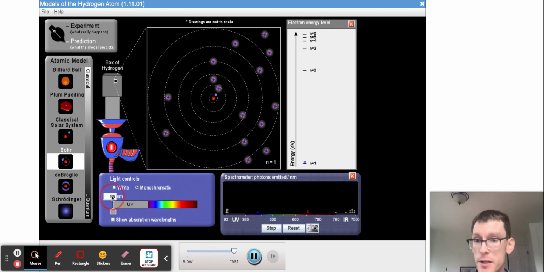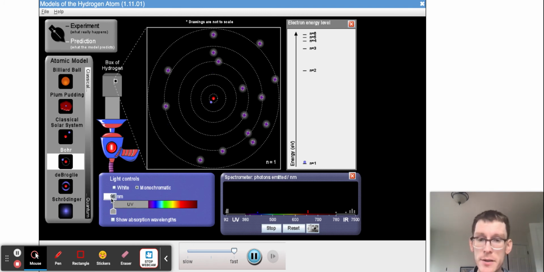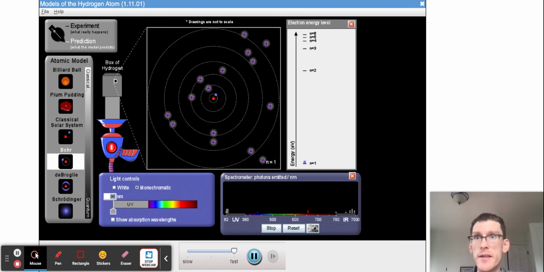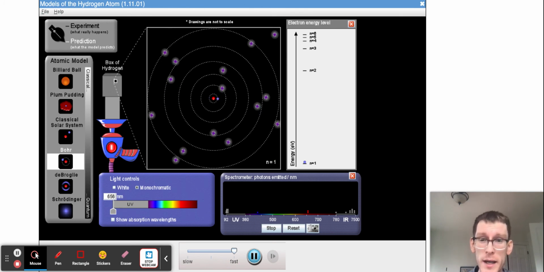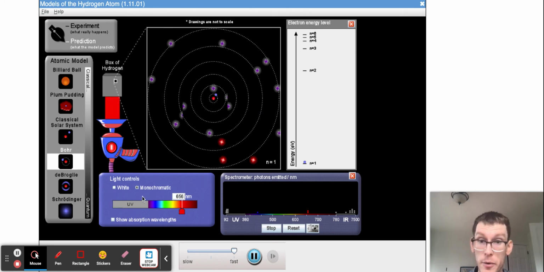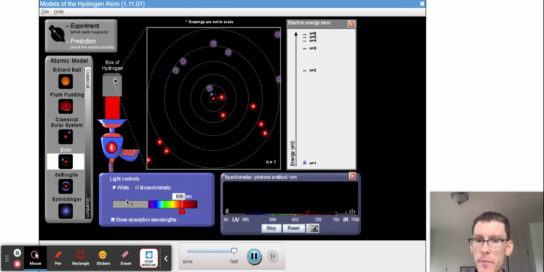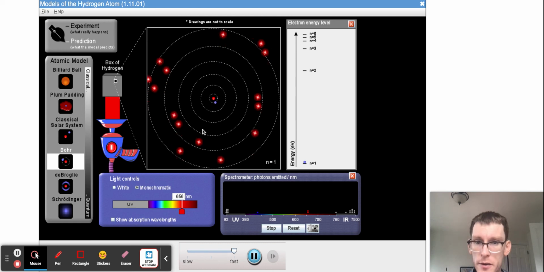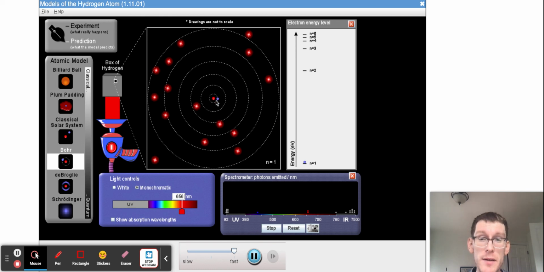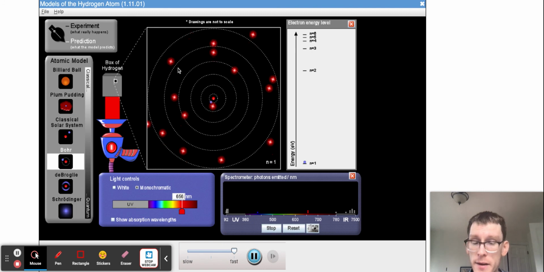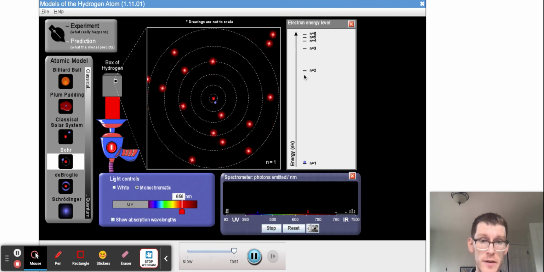And so actually what I can do is I can tune this and I can say, all right, let's go with that 656. I believe it's 656.28, so it should round to 656 for the purposes of this experiment. So we're shining red light, and you can see the red photons are going in, and nothing is happening. Nothing is happening because the electron is in the first shell, and that's not enough. The light that's being shined is not enough to bring it from the first to the second level.